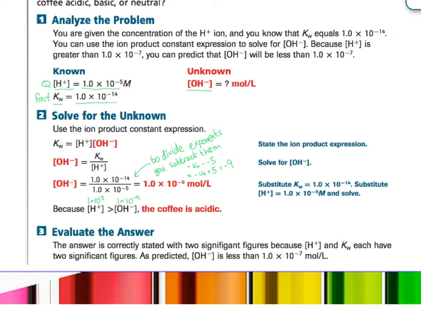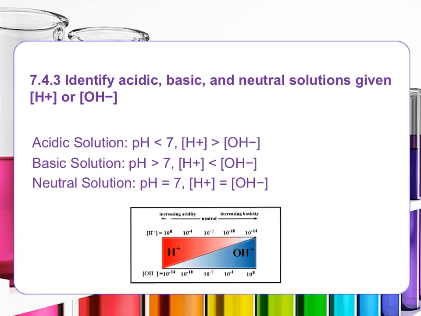And 1 times 10 to the minus 9 is smaller than 1 times 10 to the minus 5. So because the OH concentration is smaller, it means the amount of H plus is larger. And a high concentration of H plus will mean that the solution, in this case the coffee, is acidic. If the concentration of OH was greater, then the solution would be basic. So how do we know if a solution is acidic, basic, or neutral?